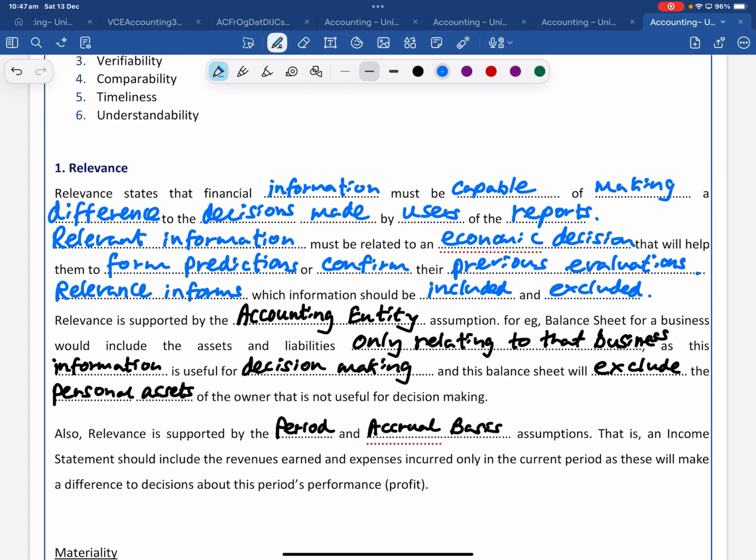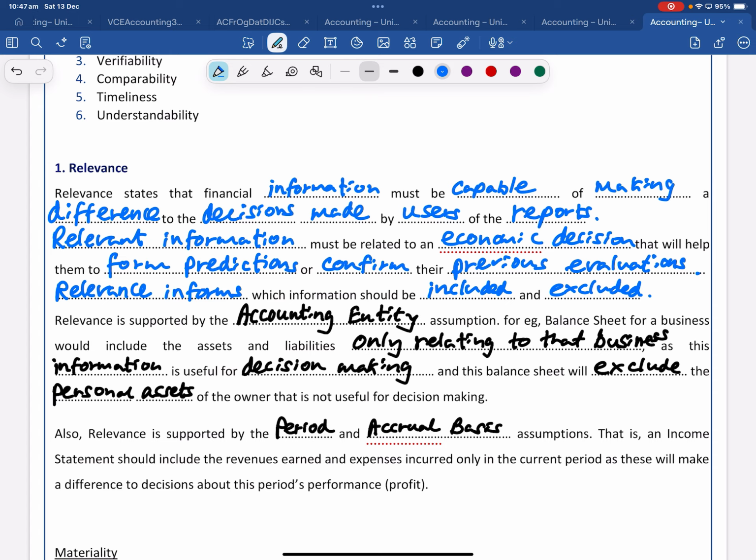What does that mean? In other words, we shouldn't include information that is not going to make a difference, right? What we are saying is the more important ones. Any information that the accountant thinks will make a difference to the decisions, then we have to include such information, right? And we can't miss them out, right?